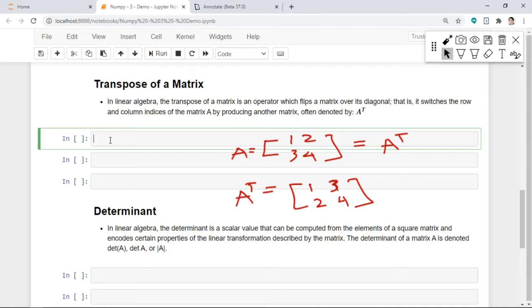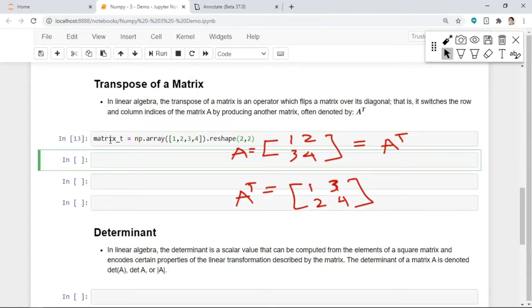Let's just test this one. How about matrix P, for example, equals np.array of 1, 2, 3, 4. Reshape this one into 2 by 2. Alt Enter. How can you find the transposition of the matrix? Again, you use NumPy, but this time you use the extension of alg. Then you will use the transpose function.